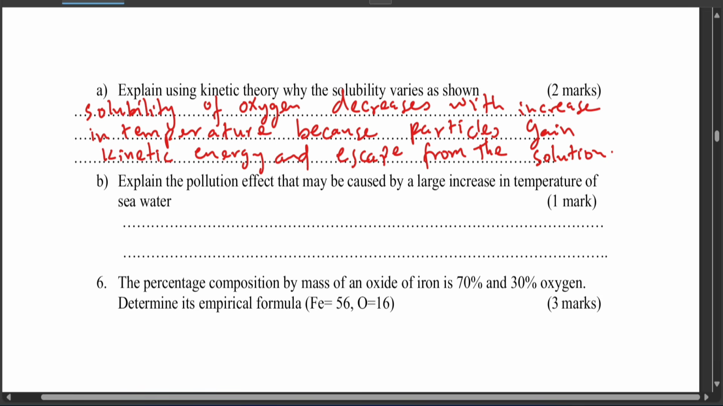Now let's continue. Question B: explain the pollution effect that may be caused by a large increase in temperature of seawater. Now we say that increase in temperature reduces the solubility of oxygen inside water. So if oxygen doesn't dissolve in water, the oxygen that is used by fish to breathe won't be available because there's no oxygen dissolved in water. So as a result, the fish will die.